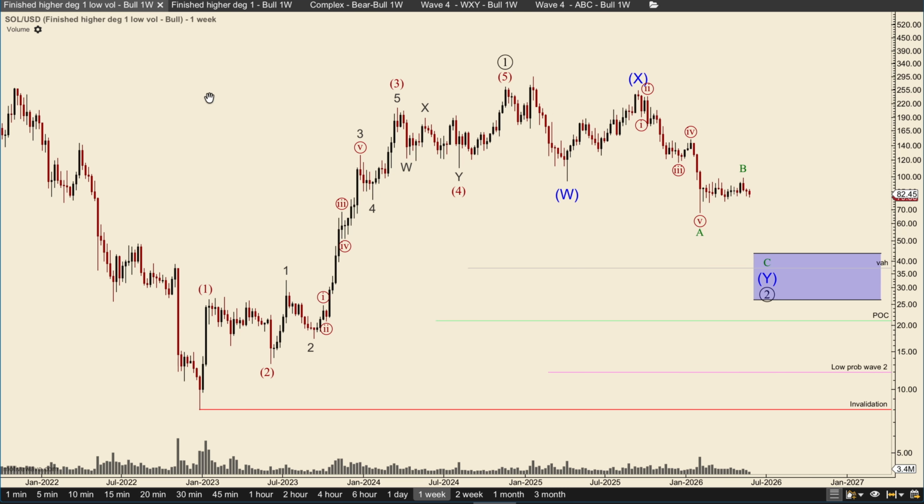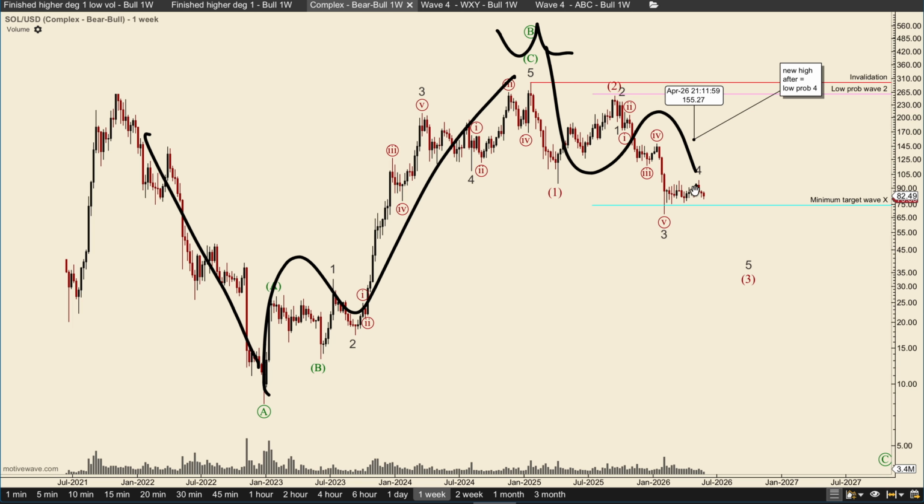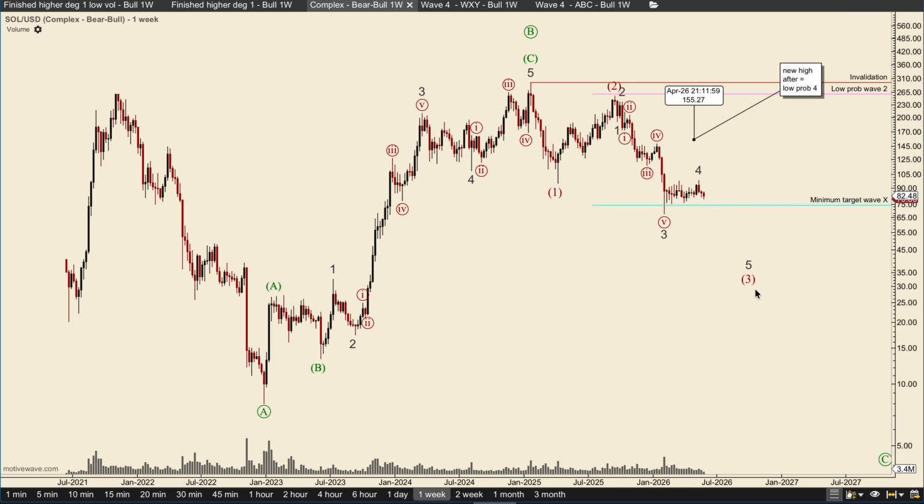The other scenario here, the complex structure, so A, and then you have the expanded flat, ABC here in a wave B. Here I have not written out the wave X here because this can turn out into so many different things. It becomes too complicated to go through. So here, this can be an A, and then you have the wave B over here, but this can also be an A and then ABC for a W, and then you have your wave X over here, and then you have a wave Y, and then you move down even further.